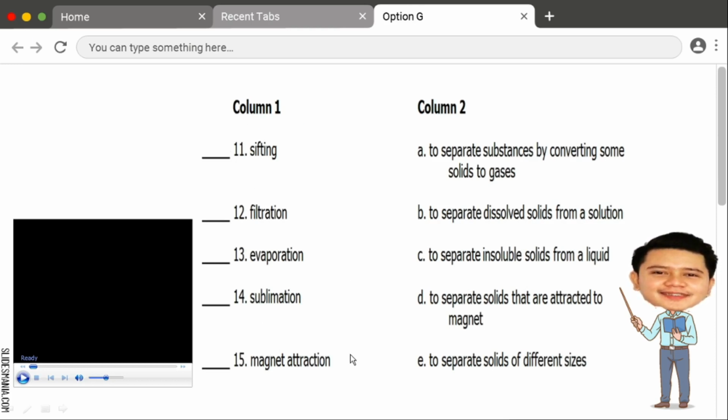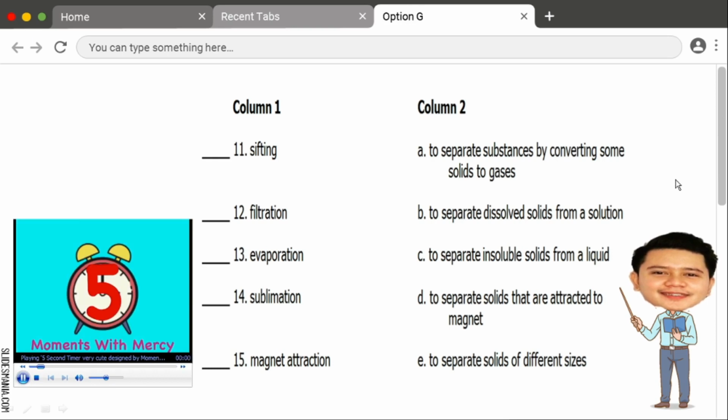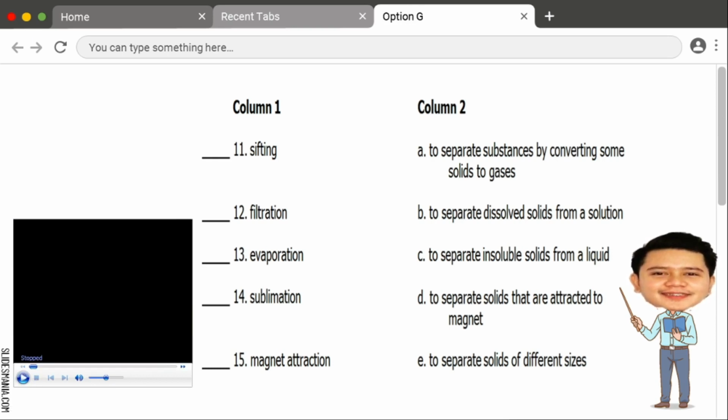Okay, next, let's go to number 11 to 15. This is the words and their description. Number 11, we have sifting. This topic is all about the separation techniques. Sifting. Timer starts now. Alright, sifting is to separate solids of different sizes. So letter E, okay?